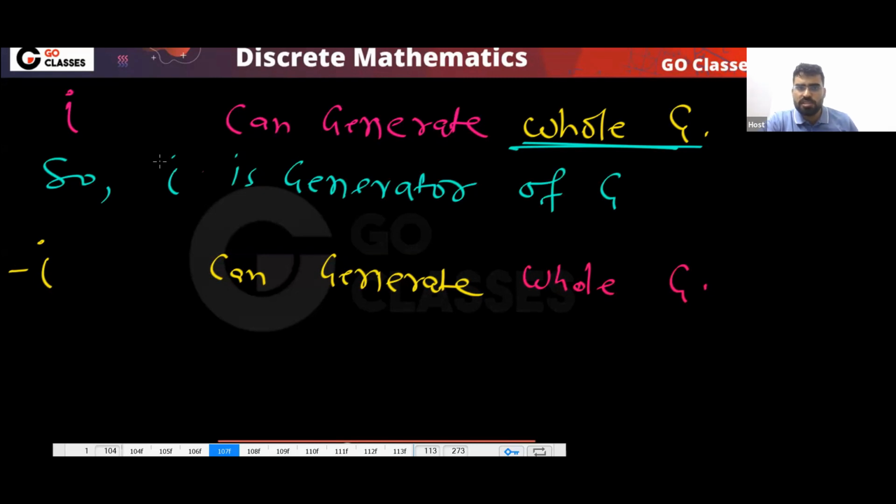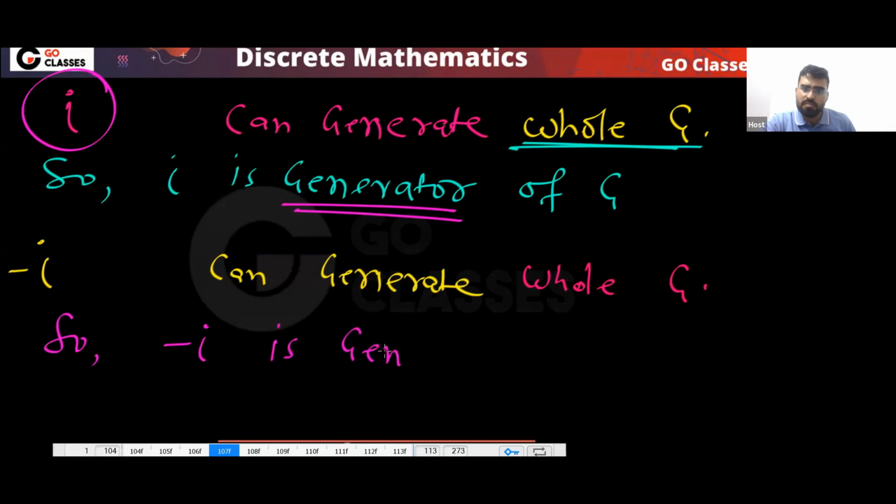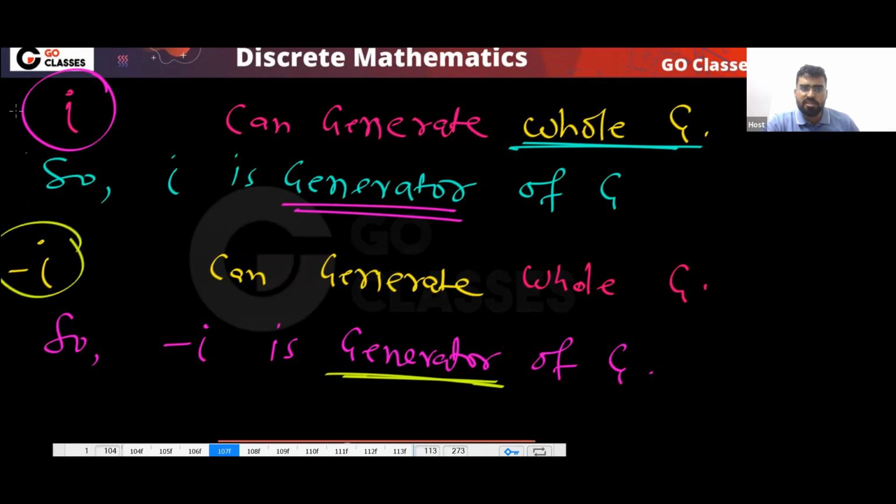Iota is a generator of G because it can generate whole G. Similarly, minus iota can generate whole G, so minus iota is a generator of G.